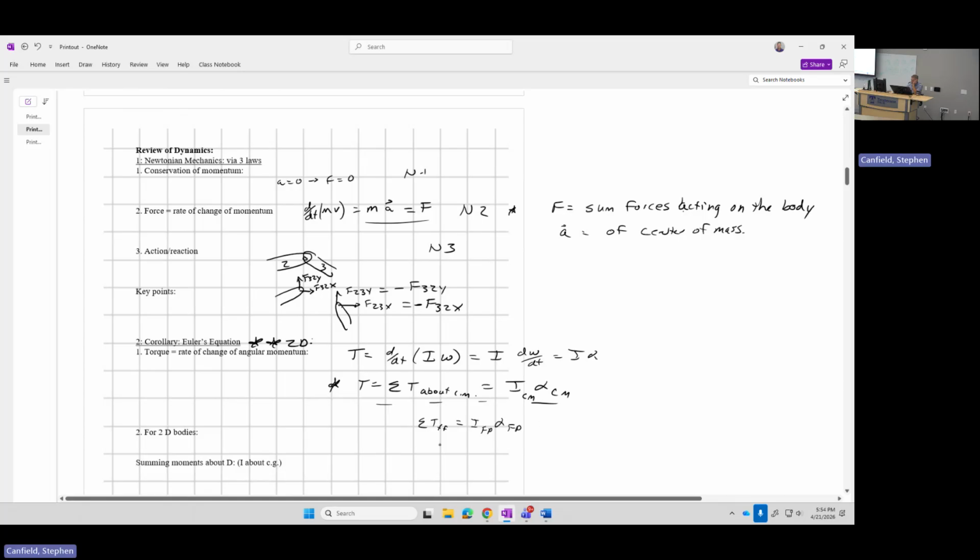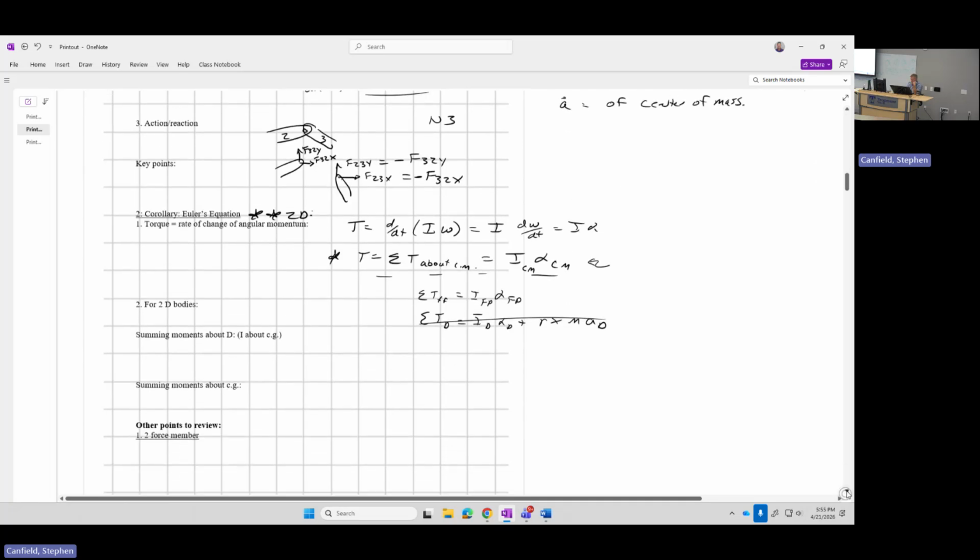That can be shown. And then you can also say the sum of torques about some generic point, I'll call it D, is I about D times alpha about D plus mass R cross mass times the acceleration of D. Okay, but we're not going to do that one. For our purposes, let's just take it about the center of mass. I don't think there's really much work lost by that.